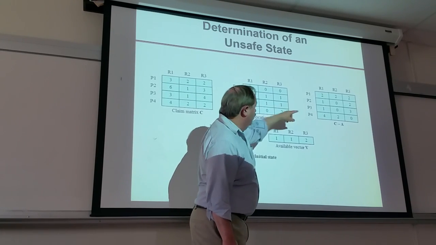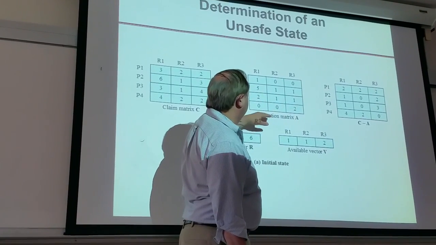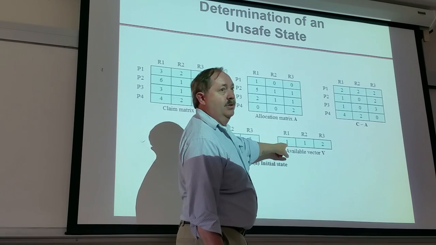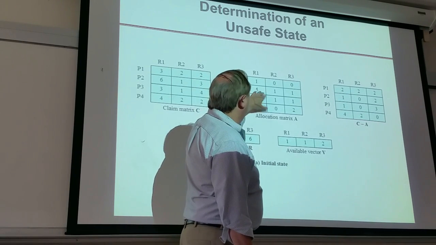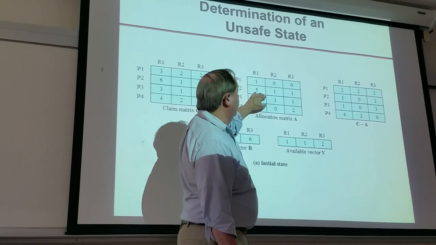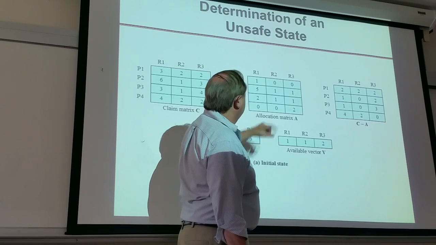P3 211 needs 103. Is that possible? No, not given this current state. P4 002 needs 420. Is that possible? No. So we're really dependent upon P2 being able to run to completion and turning in resources, right? That 5 there looks pretty big to me.